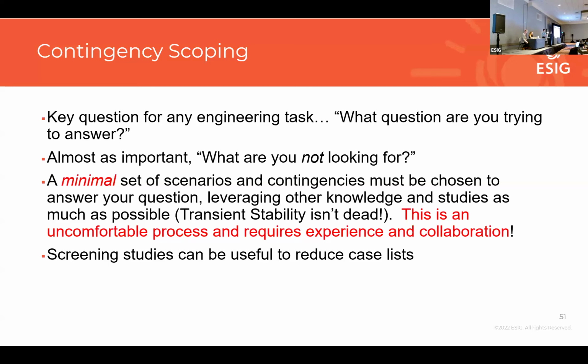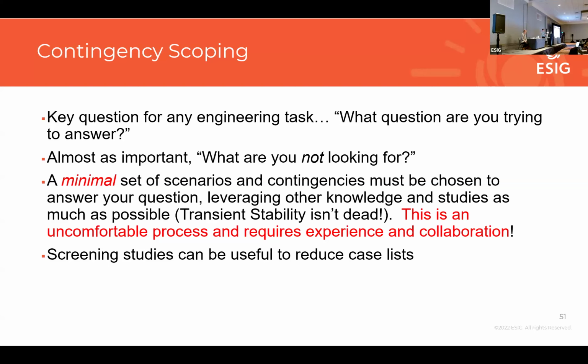When it comes to scoping your contingencies, it's a very critical part of an EMT study. The main reason is that you want to be very selective in which contingencies you run, compared to the paradigm of your phasor domain simulation, where you just say, oh, run everything, right? Figure out your stability for all your n-1s. That doesn't transition to EMT very well at all, because our cases take so much longer to run. So we want to be very selective in this procedure.